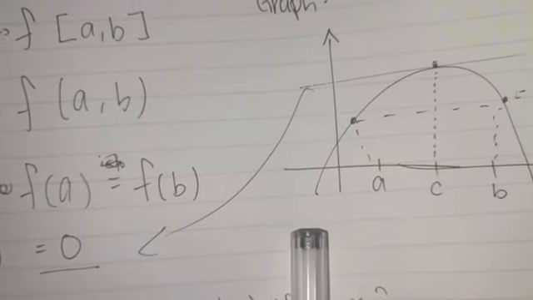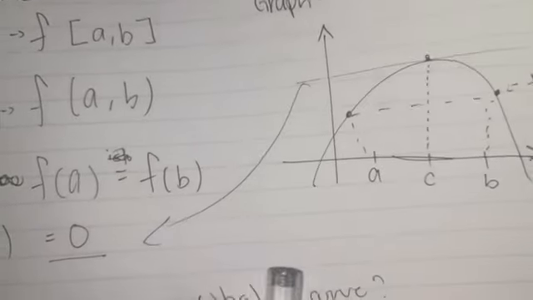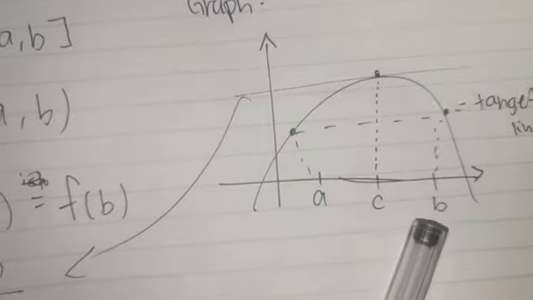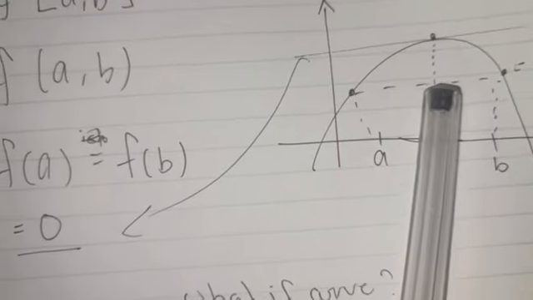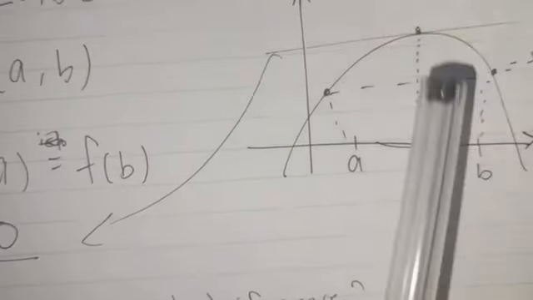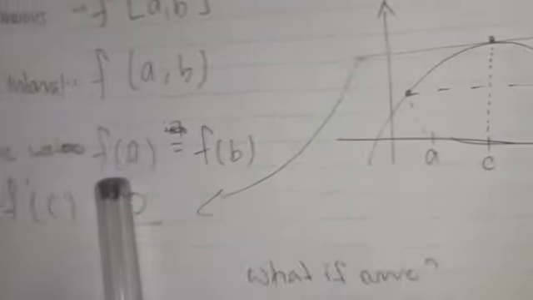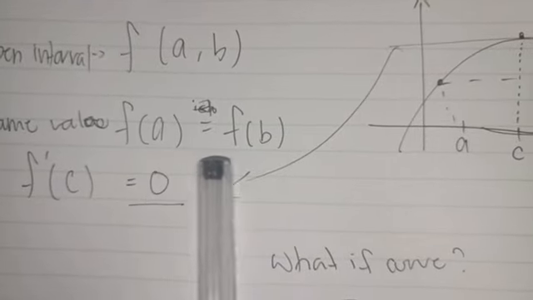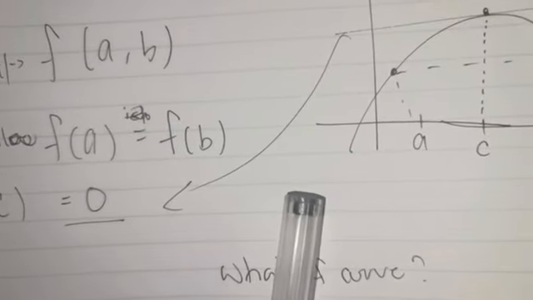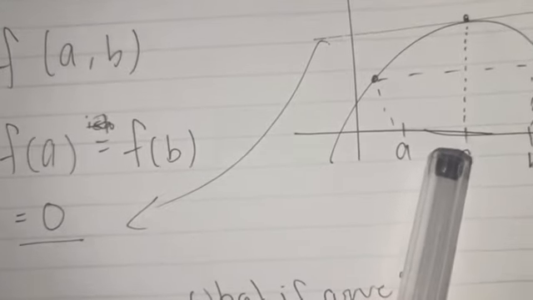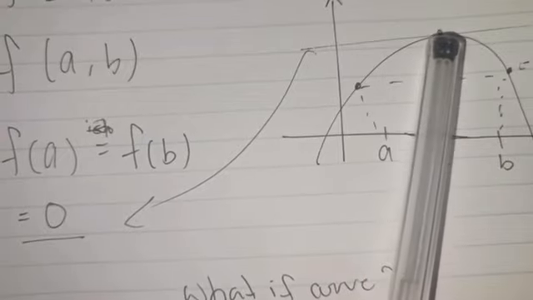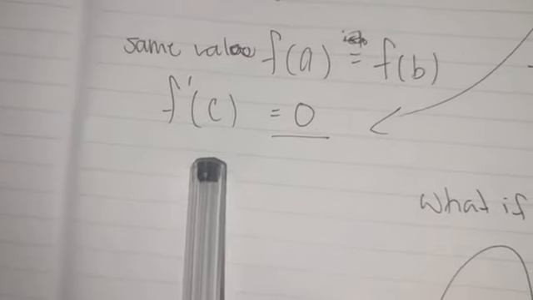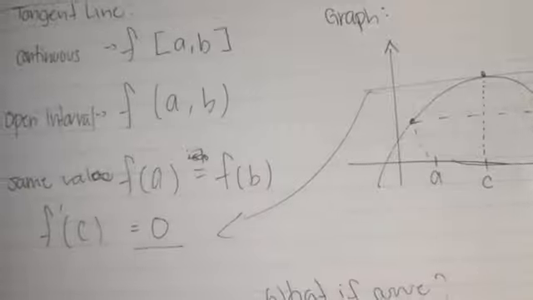So, sabihin natin na ito yung ating line na tangent line, and then ito yung point A and point B natin. So, itong point A and point B natin, meron silang same y value. Ngayon, since meron tayong same value ng f of A to f of B, magkakaroon tayo ngayon ng number C, which is itong gitna nila, which is equals to 0. So, pwede natin sabihin na mayroon itong f prime of c equals to 0. Itong graph na to. Ayun.